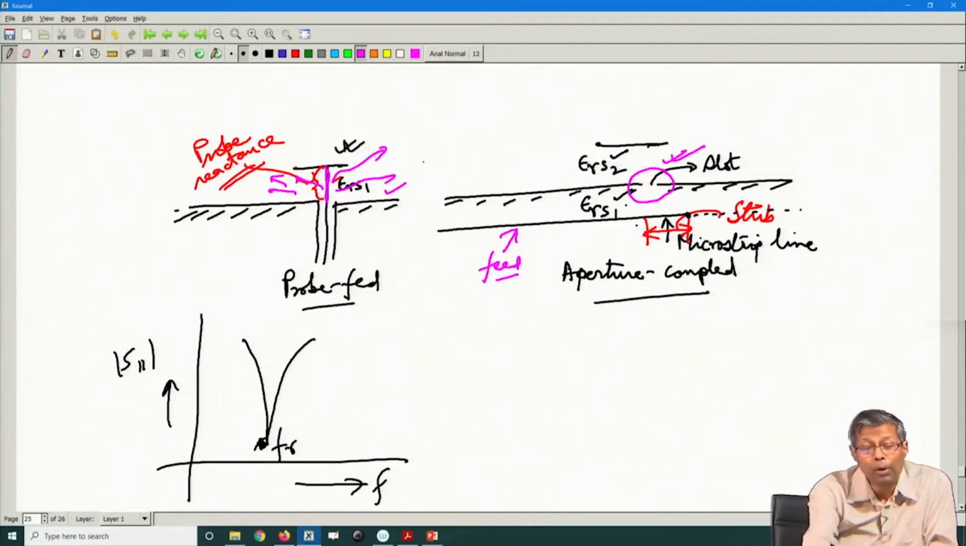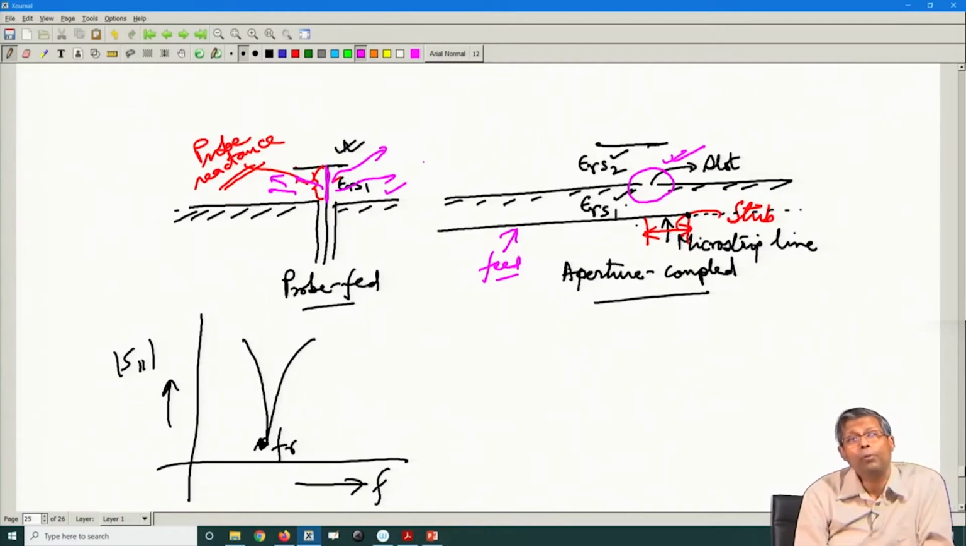It is not that the probe coupled design is not used, it is very popular in antenna design, so as the aperture coupled. It depends on the situation you have at hand and the amount of money you want to spend, and the other factors which you may or may not want to mitigate.